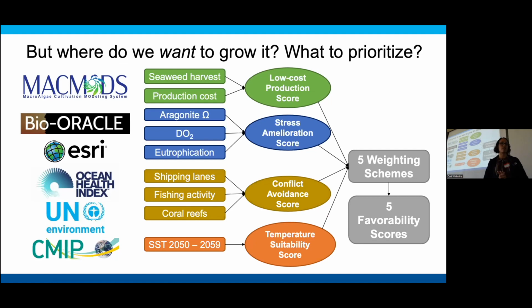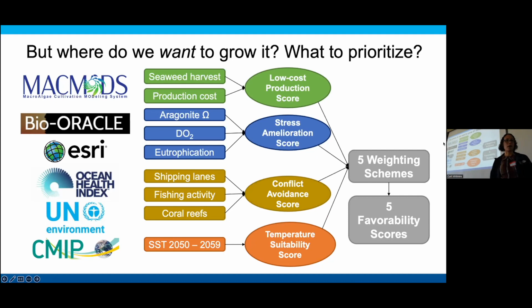Lastly, since seaweed farming is a long-term endeavor, we wanted to know where the areas are going to be suitable temperature-wise for farming seaweed into the future. And so we looked ahead 30 years to the 2050s, looking at what sea surface temperatures are going to be then, and you can get climate projections from the CMIP effort, the Climate Model Intercomparison Project.